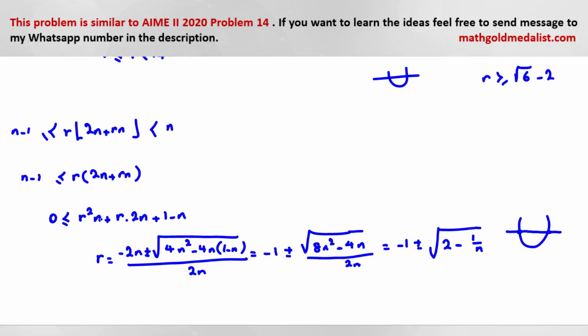It should be greater than or equal to 0, so it should be the positive one. The negative one is not important. This one is important, right? And this one is negative 1 plus the square root of 2 minus 1 over n, right? So we can say r is always greater than or equal to negative 1 plus the square root of (2 minus 1 over n), right? Okay, so what can we say next? Do you agree when n goes to infinity, it will be root 2 minus 1?